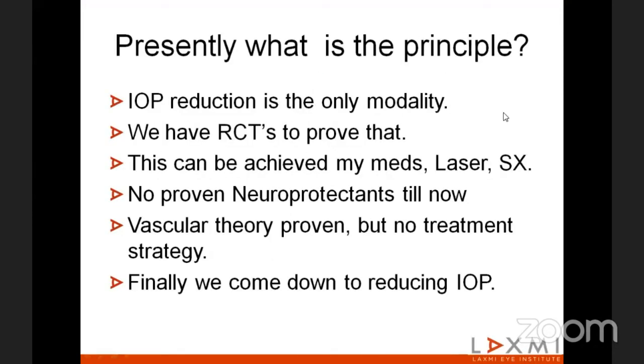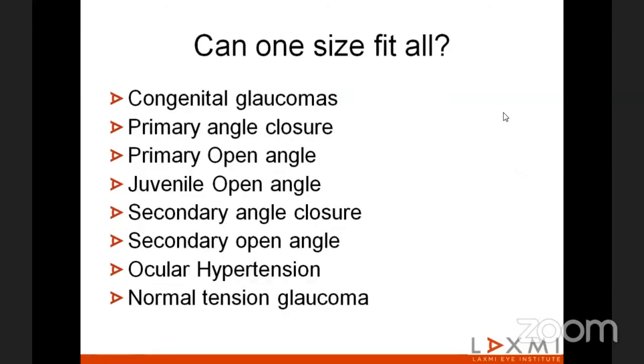So presently, what is the principle? We know that IOP reduction is the only modality. We have many randomized clinical trials to prove that. We know that this can be achieved by medication, laser, and surgery. There are no proven neuroprotectants till now. Vascular theory is proven, but there is no treatment strategy. So finally, we come down to reducing the intraocular pressure.